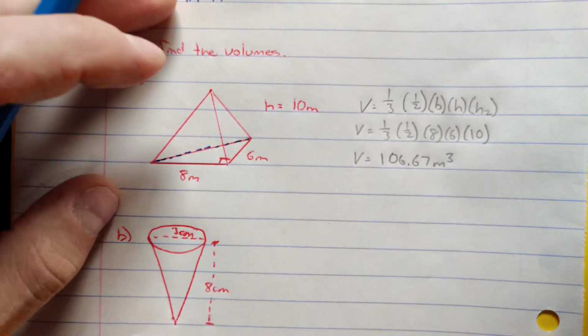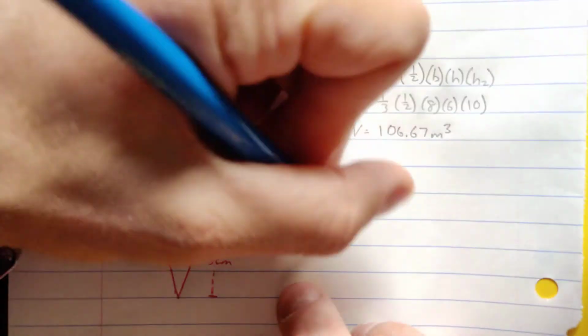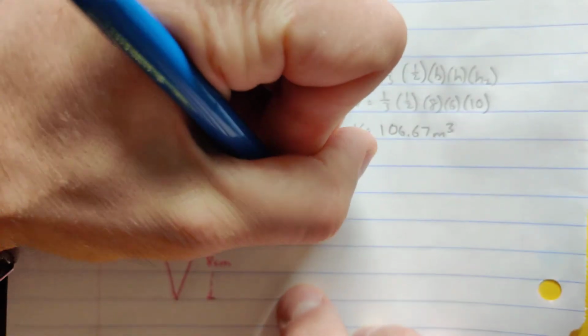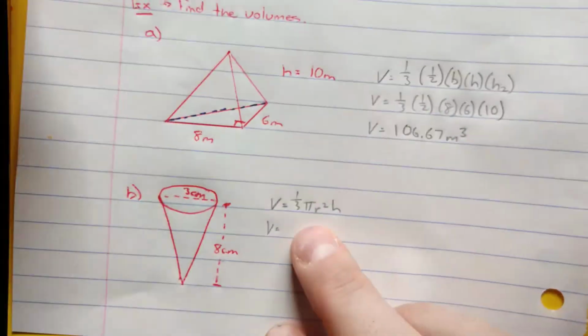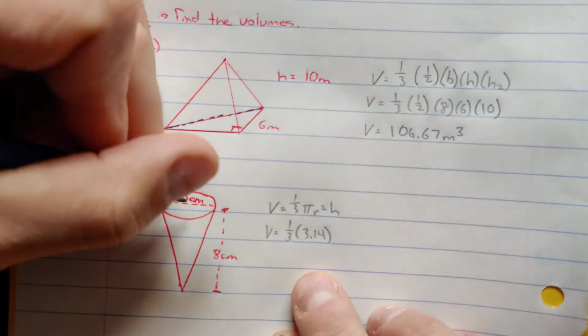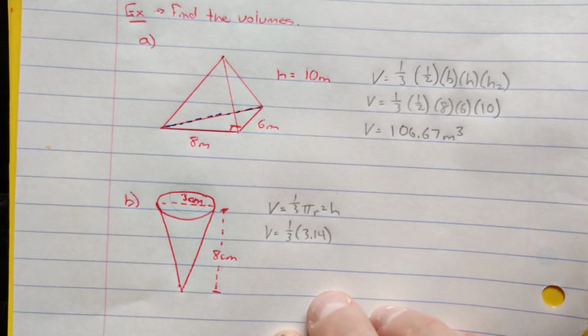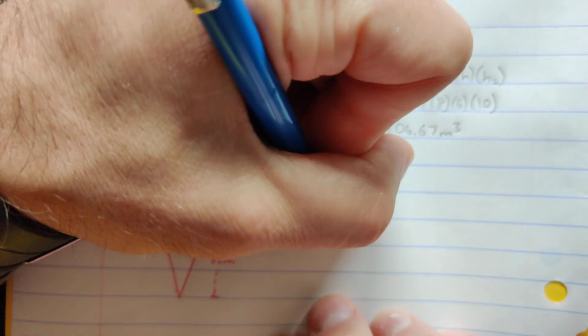The next one is our cone. So the volume equals 1/3 pi r squared h. And then again, our radius is important. So we have 1/3, 3.14, our radius. We're given a diameter of 3 here. Radius is going to be half of that, so that's 1.5. And then our height is, 1.5 squared. And then our height is 8.